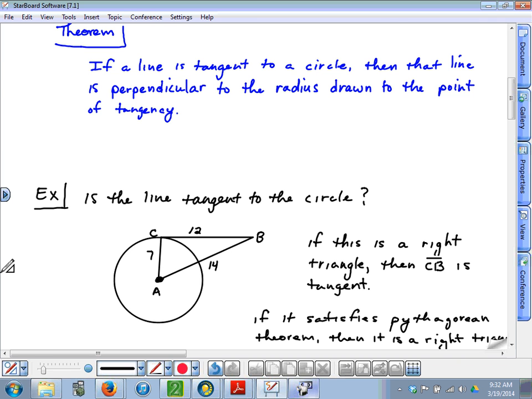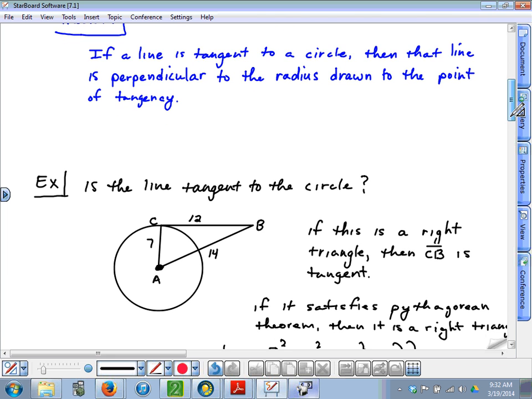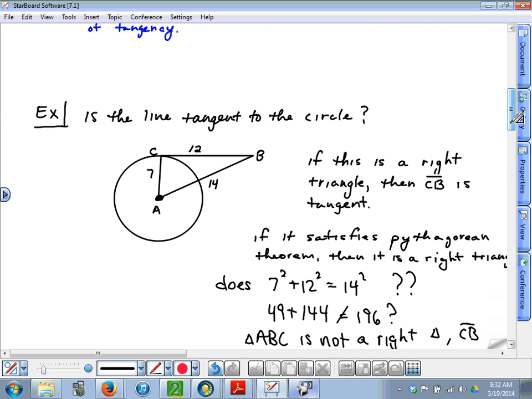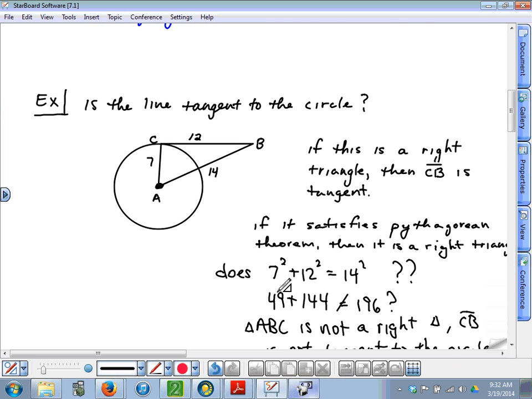And what's the significance of this not being a right triangle? Then that is not a tangent line. We have to make sure that this is a right triangle. So this is just something you do the arithmetic for. Does 7 squared plus 12 squared really equal 14 squared? No. 49 plus 144 is not 196. It's 193. It's close. So the Pythagorean theorem is not satisfied. Therefore, triangle ABC is not a right triangle, so CB is not a tangent line.